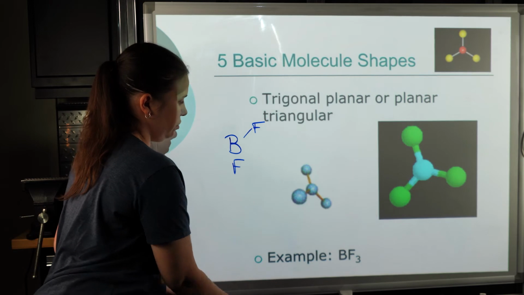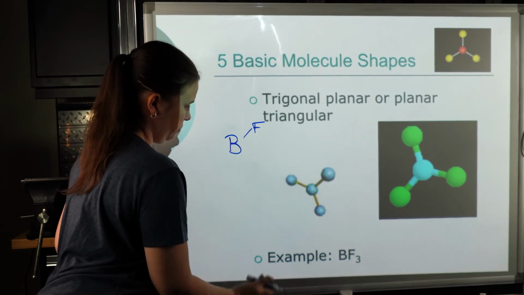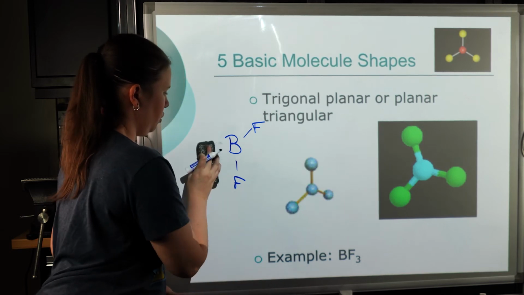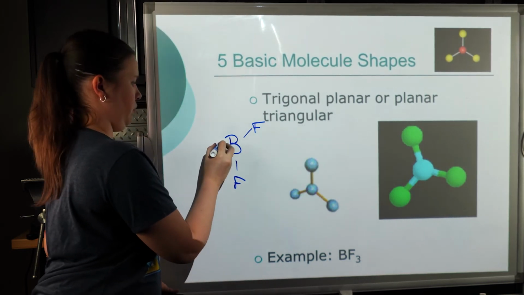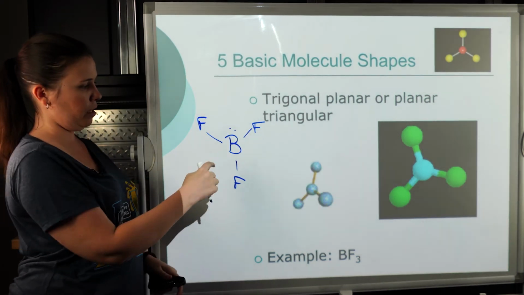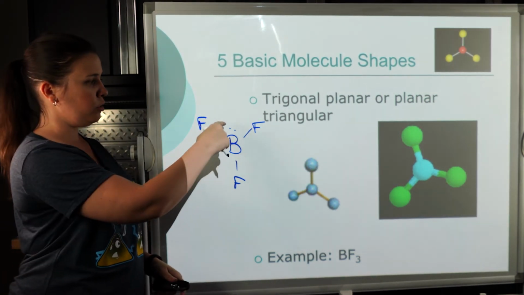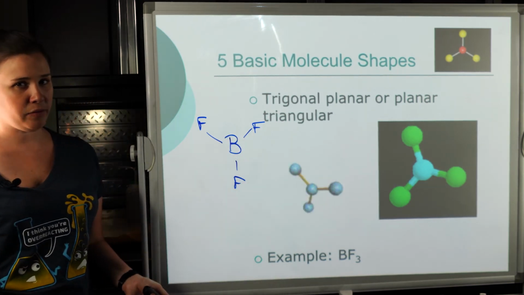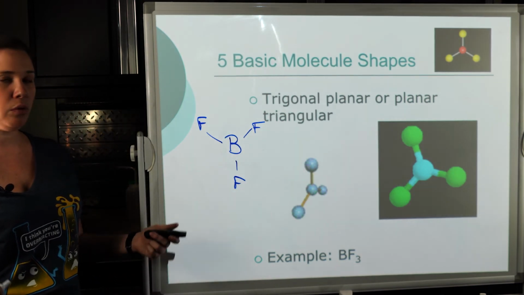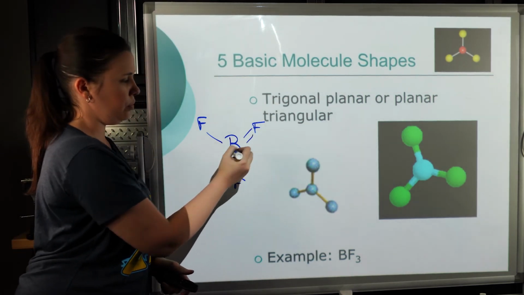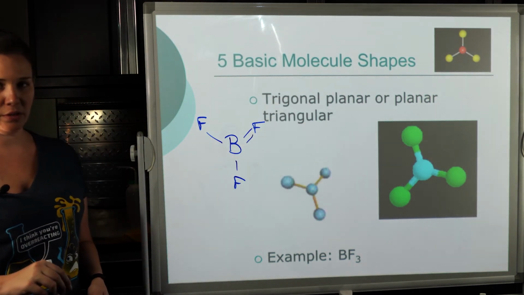Oops, drew that too close. Trying to make a Y shape here. So if I had a lone pair on the boron, that lone pair would push the fluorines and make a pyramid. So I can't have a lone pair if it's planar, but I have to have an octet. So the only way to get this trigonal planar shape is to have a double bond.